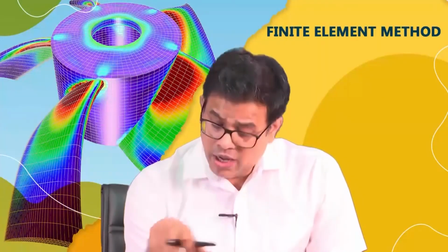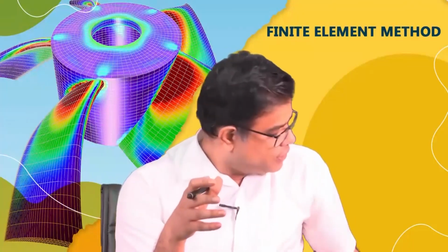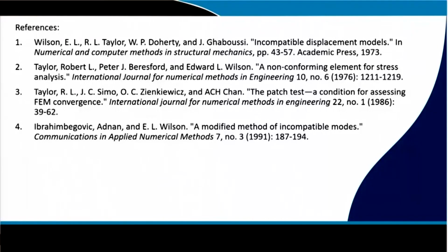Even finite element software also implements these incompatible elements. For instance, Abaqus uses a deformation gradient based incompatibility, which avoids some of these issues. Those are very advanced topics. If you want to go through them, the fourth reference is on a modified method of incompatible modes. You can go through these to learn more.